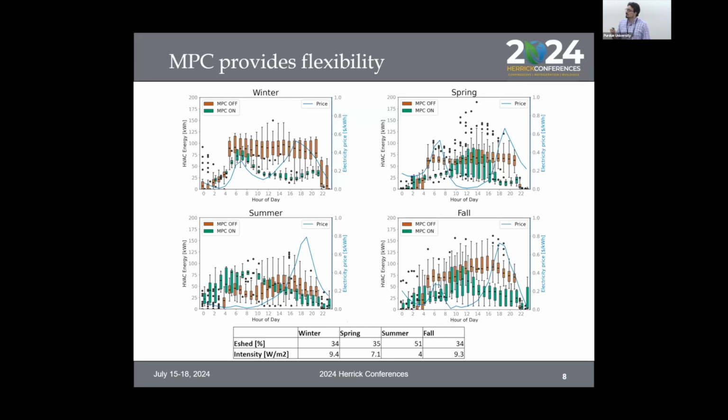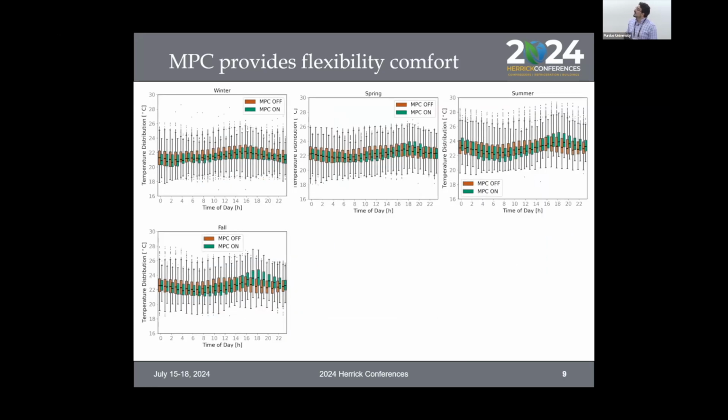In terms of a KPI between the seasons, we were able to shift between 30 and 50% of the energy consumption within the 6 hours of the day where the price was the highest, with an average power intensity shifted per square meter between 4 and 9. Of course, this should not come at the cost of comfort, or temperature differences between the baseline controller and the MPC, at least.